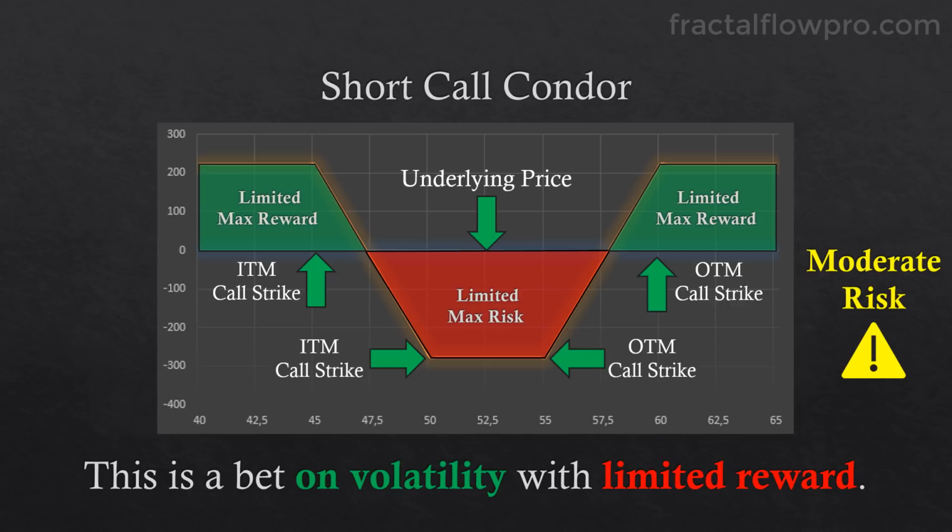In other words, the trader wants the underlying price to go above the strike price of the most out-of-the-money call option or below the strike price of the most in-the-money call option. The short call condor is a bet on market volatility with limited risk and limited reward, so it's considered to be a moderate risk strategy.